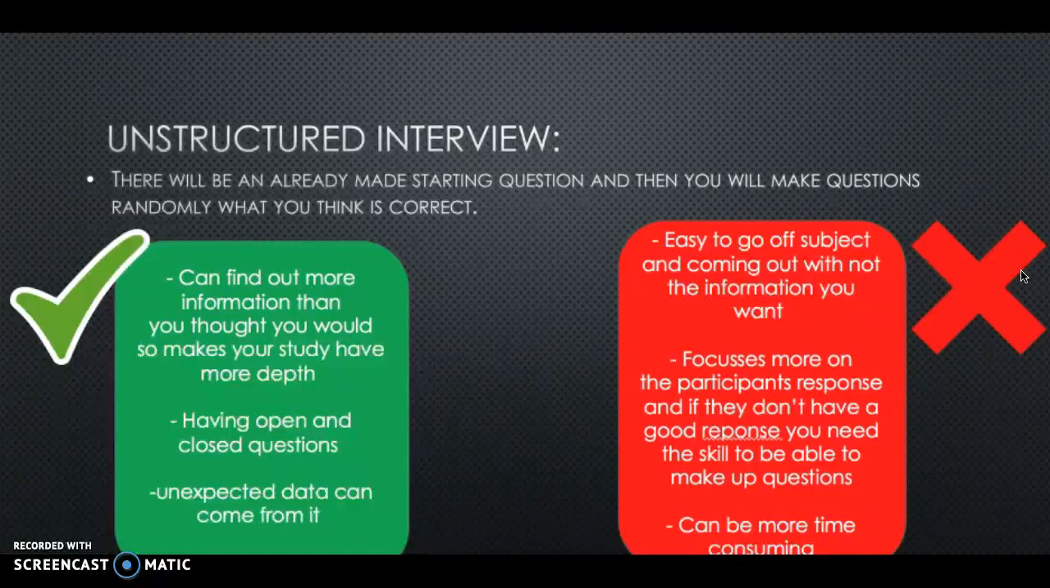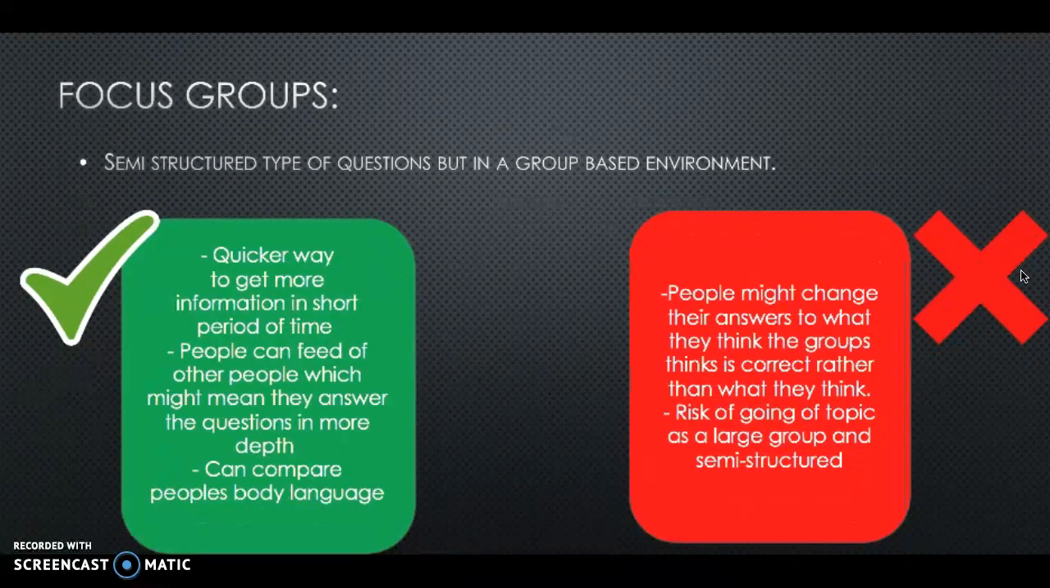Disadvantages are it's easy to go off subject and come out with not the information you originally wanted, and it focuses more on the participant's response. And if they don't have a good response, you need the skill to be able to make up questions so you know that you're going to get the data you really needed, and it can be more time consuming. Lastly, focus groups is a semi-structured type of question, but in a group-based environment where you're asking a number of people.